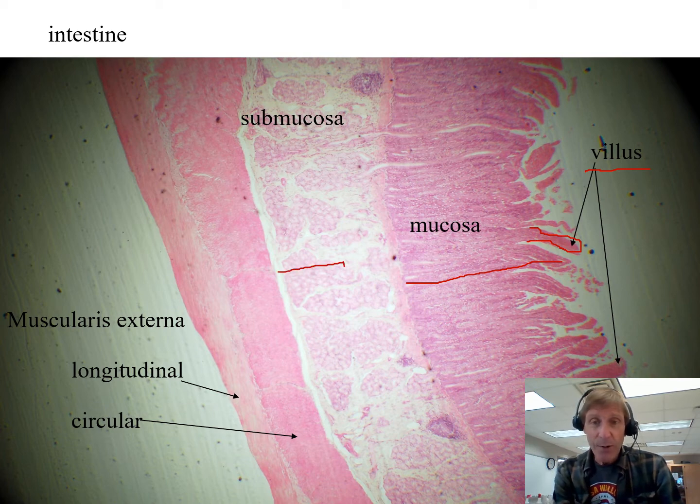You got a submucosa here, that's loose connective tissue with a lot of glands in it in the small intestine. And then out here, you can see the two layers of smooth muscle, the circular layer and the longitudinal layer. You can't see the external layer too well, the adventitia. But that's the small intestine with the layers and the villi.